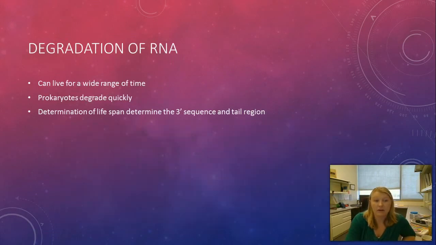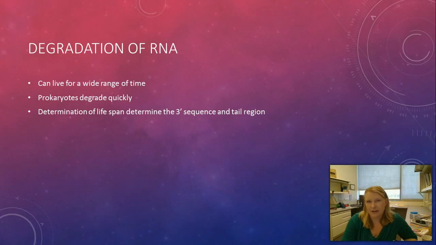So, the degradation of RNA. RNA can live for a long time in the cell, but in prokaryotes, it's usually degraded quickly, and this makes sense because prokaryotes have a lot less energy, a lot less extra nutrients floating around. So they don't leave RNAs floating around regularly within the cell that aren't being used. So they make sure that they break that down quickly.